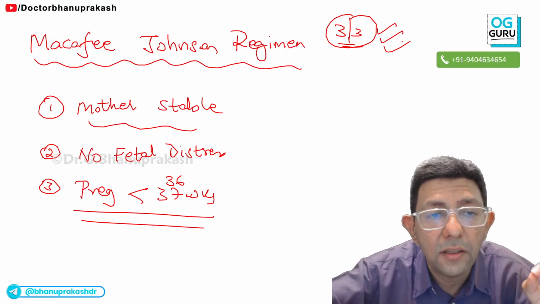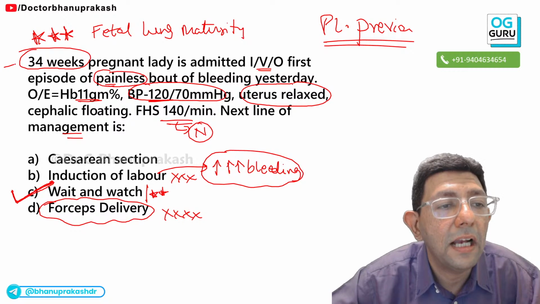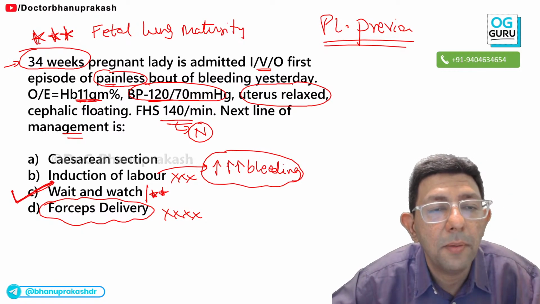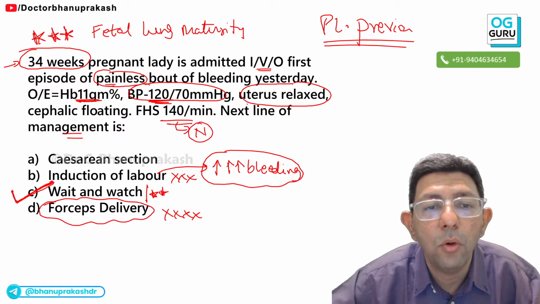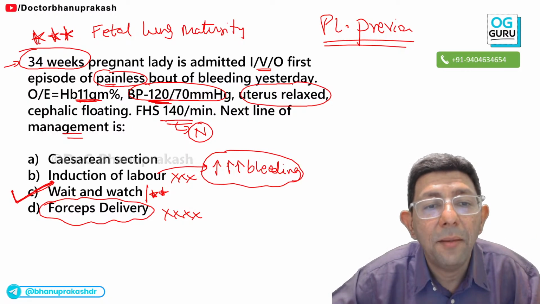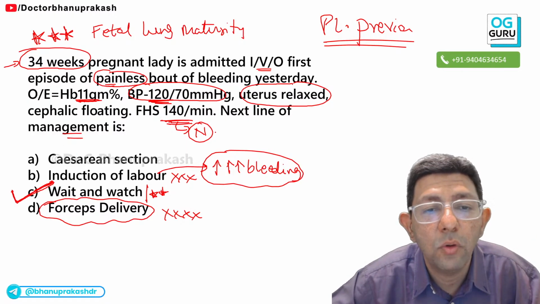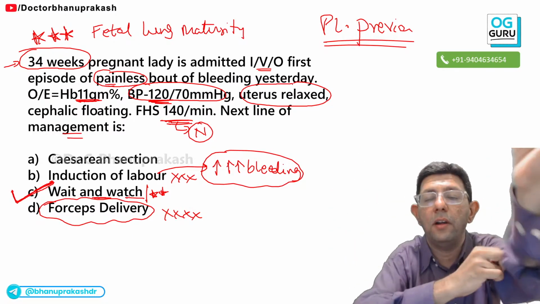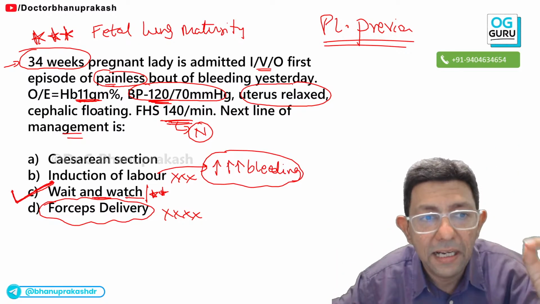So now if you look at this question paper, my dear students, we are only 34 weeks. Is the mother stable? Yes, sir. Mother is stable because hemoglobin okay, BP okay. So yes, mother and baby are also stable. There is no fetal distress and therefore wait and watch is the answer. Clap if you have learned. Is it clear to all of you? So I will wait and watch.